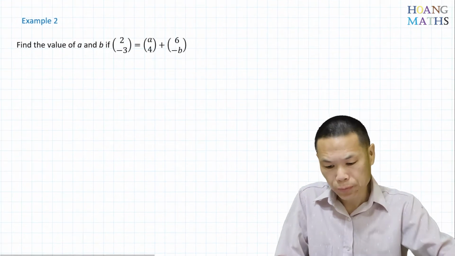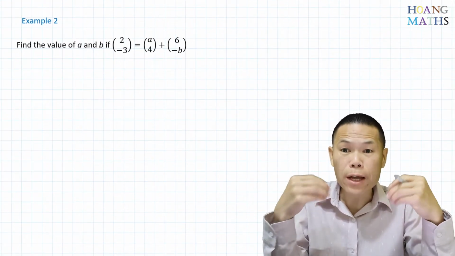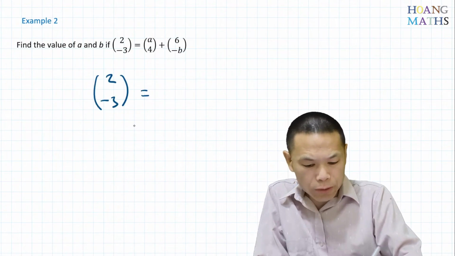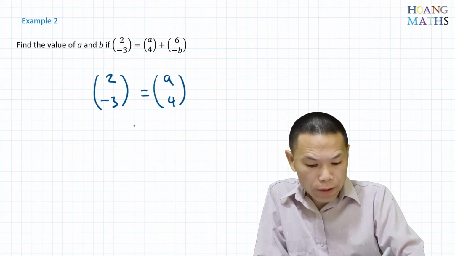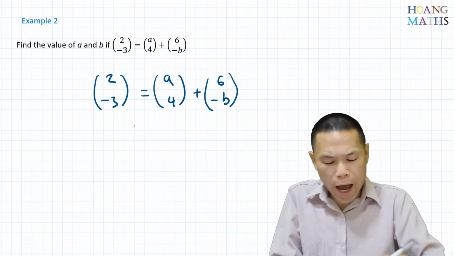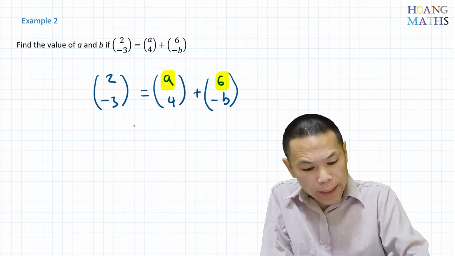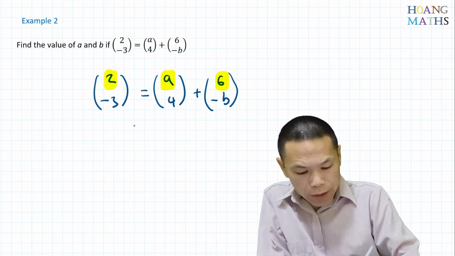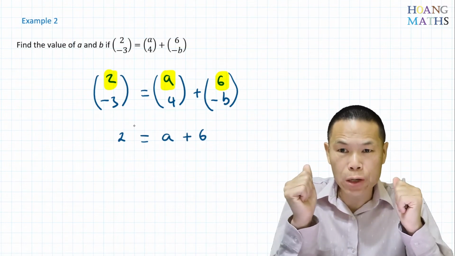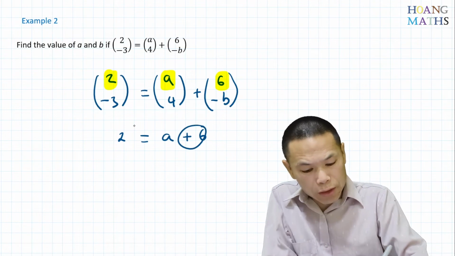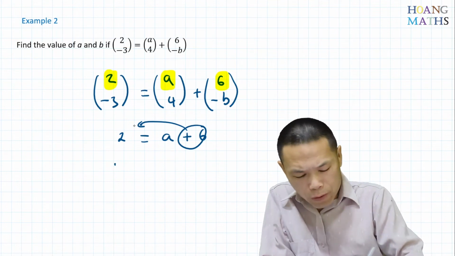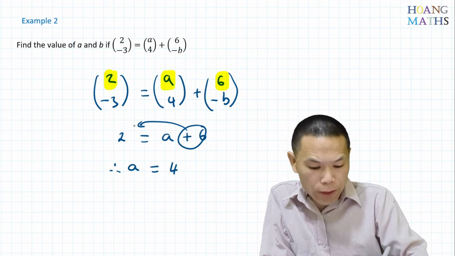Second example. We need to find the value of A and B. So (2, -3) is equal to (A, 4) plus 6 times (1, -B). So this means that for the I component, A plus 6 is equal to 2. So I just write this down: 2 is equal to A plus 6. Just solve the linear equation, that's all. I move the 6 to this side, it becomes -6. So 2 minus 6 is -4. Therefore, A is equal to -4.